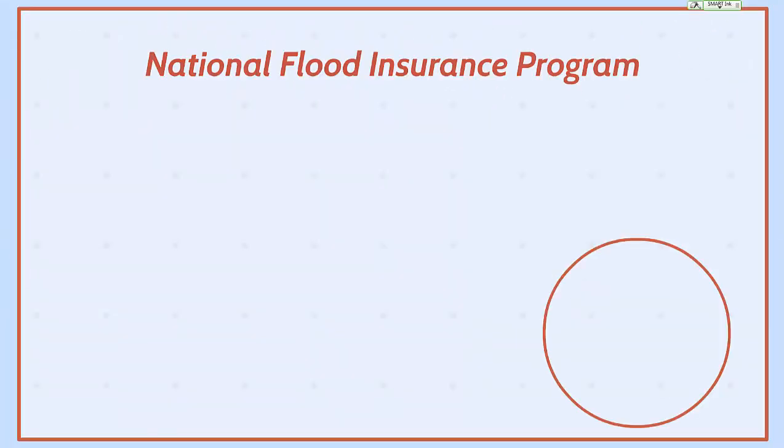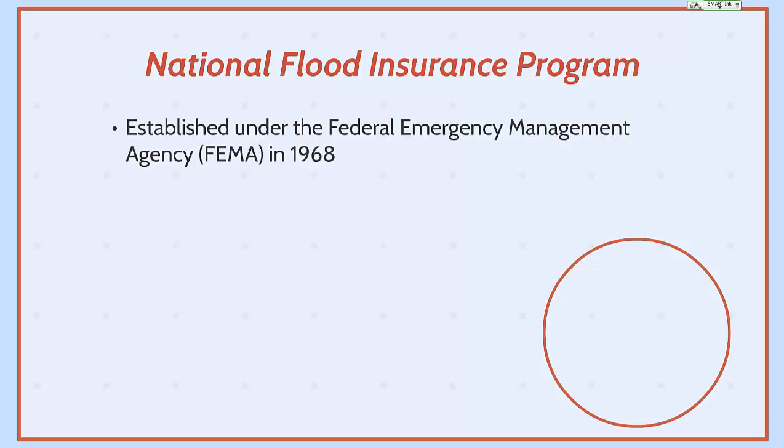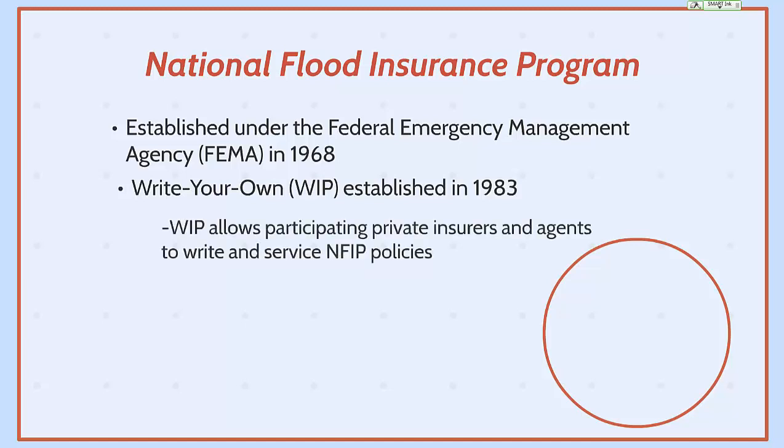Now let's look at the National Flood Insurance Program, which, as I said, is not technically social insurance, but it is a government insurance program. It was established under the Federal Emergency Management Agency in 1968. And in 1983, the Write Your Own, or WYO, was established, which allows participating private insurers and agents to write and service NFIP policies. The Write Your Own significantly increased the participation in NFIP because it became much easier for homeowners to obtain flood insurance coverage.